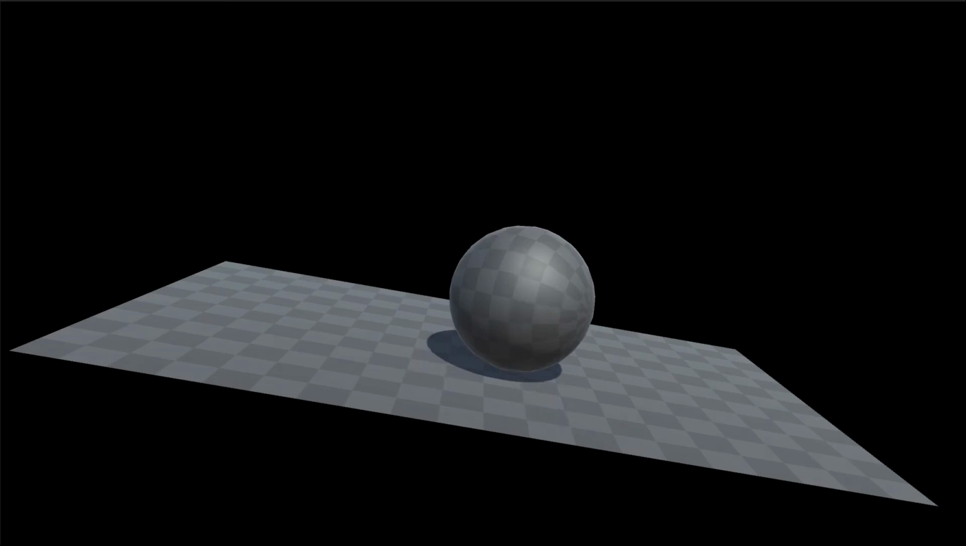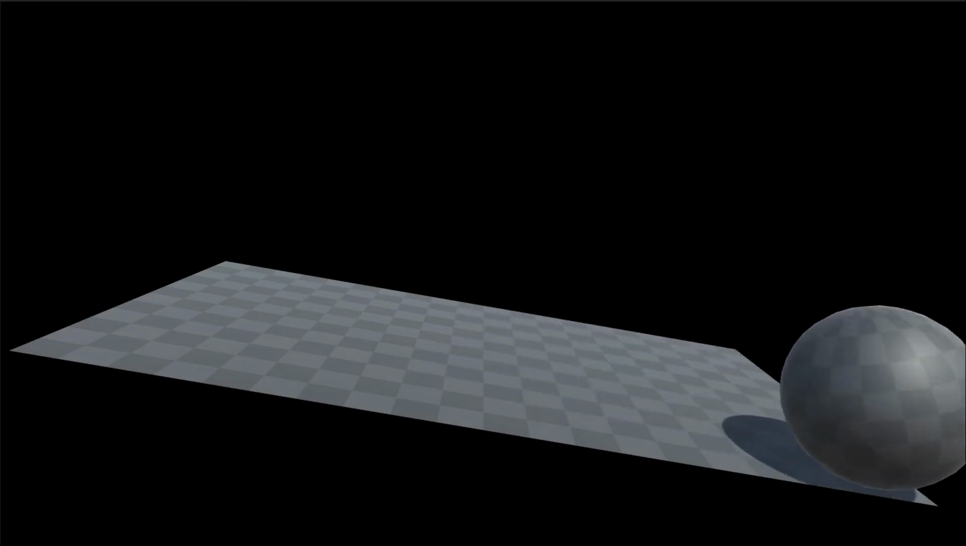And those are the basics of rigid body simulation. We hope you enjoyed our cartoon.